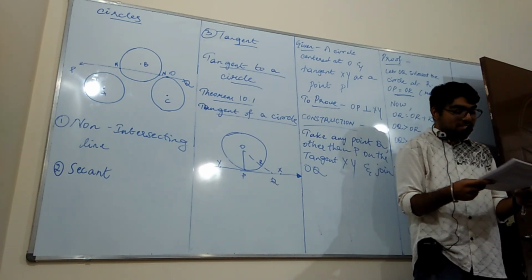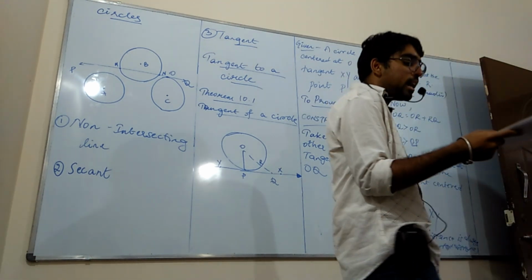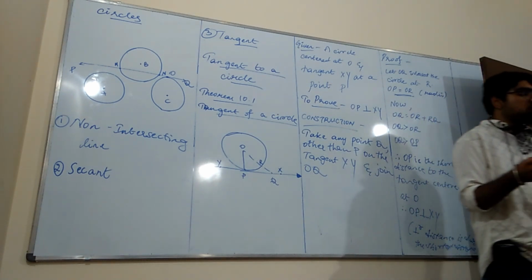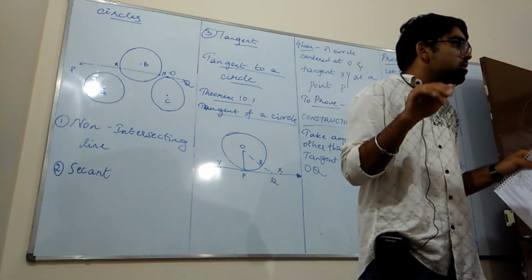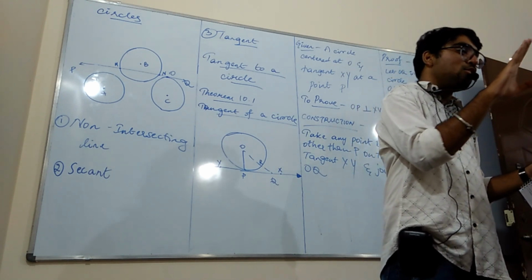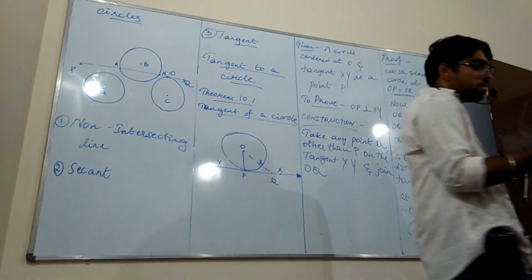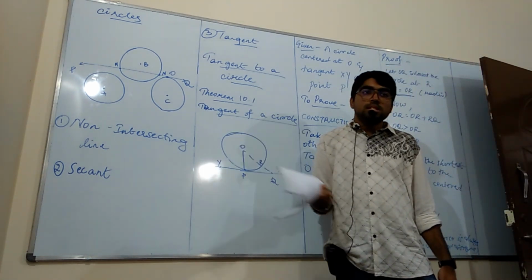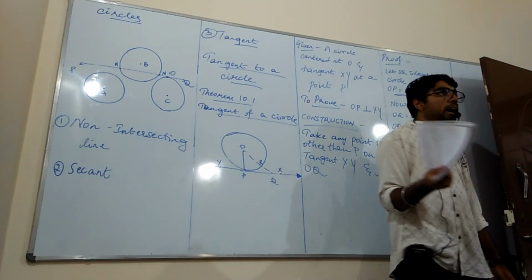The line containing the radius through the point of contact is also sometimes called the normal. You people know something called normal in physics? Yes, angle of incidence. Perpendicular. It's sometimes called normal to the circle at the point.